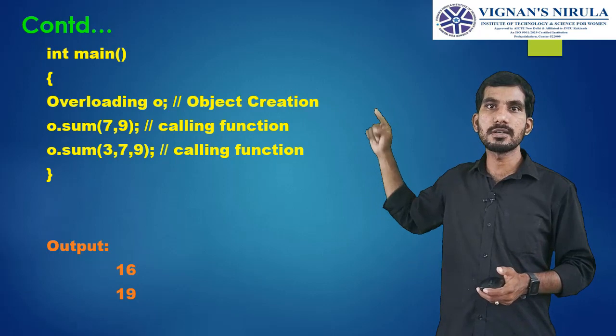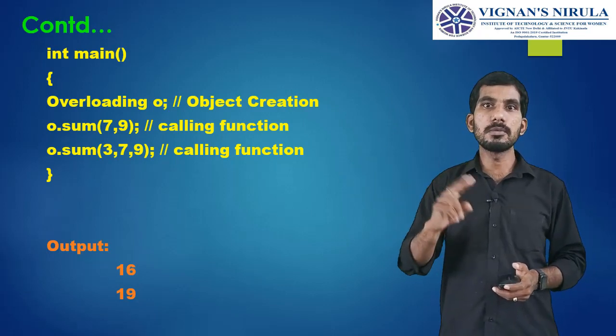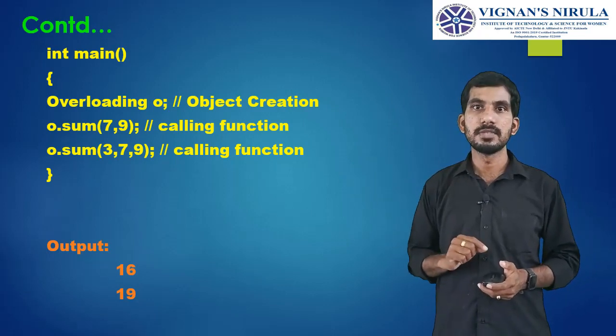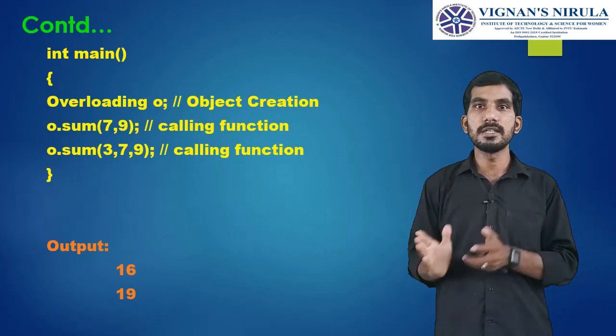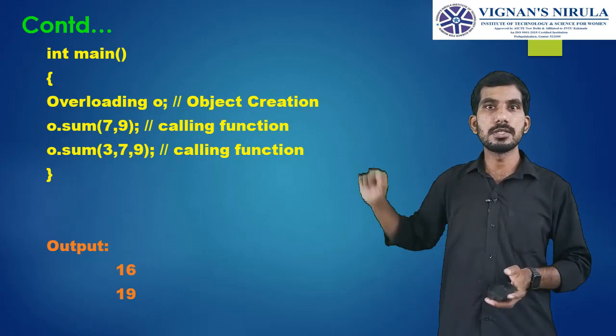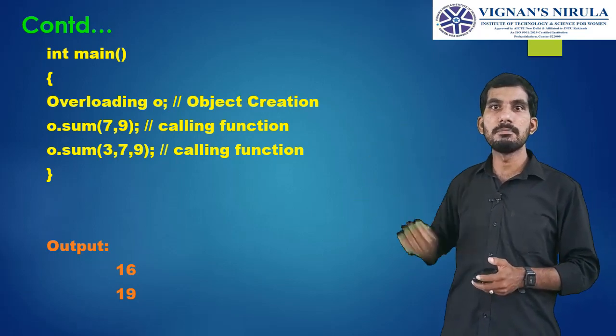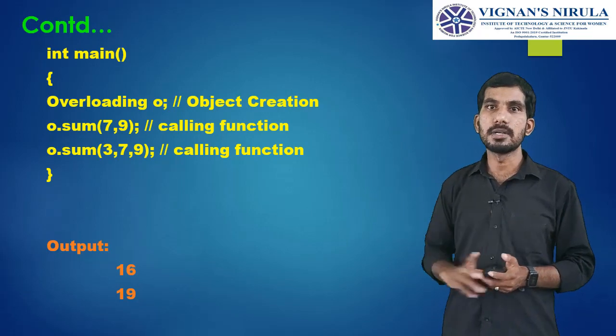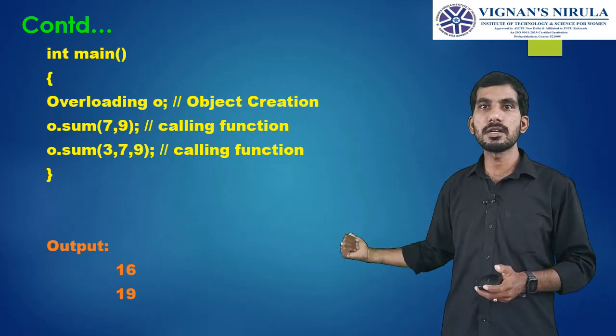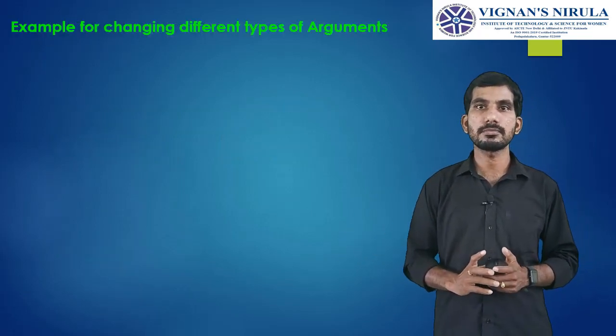The first sum function returns the sum of the two arguments. The second sum function returns the sum of the three arguments. So this is the simple example for method overloading, that means by passing different arguments. So this is the final output of this program.